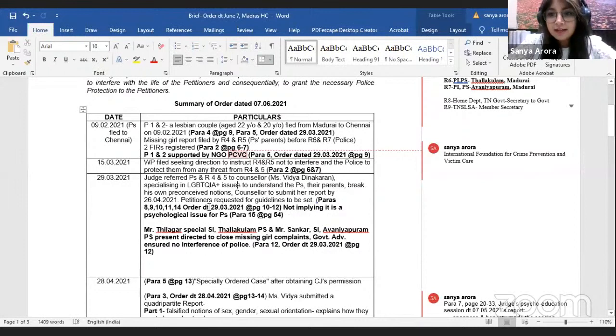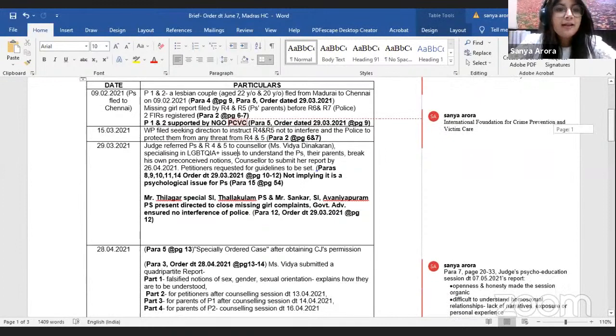The main things that were held in the order, I've highlighted, I've put in bold, that the FIRs were ordered to be closed against the petitioners. This is important because let's say I am arguing a case and I'm saying that my clients are also similarly situated. They are also a lesbian couple and they are adults and they fled their hometown, and they've been harassed by the police ever since the FIR was registered against them.